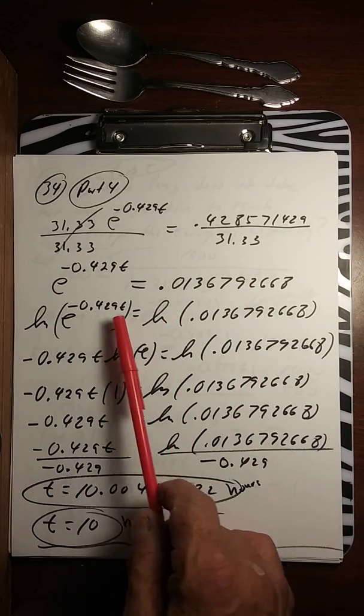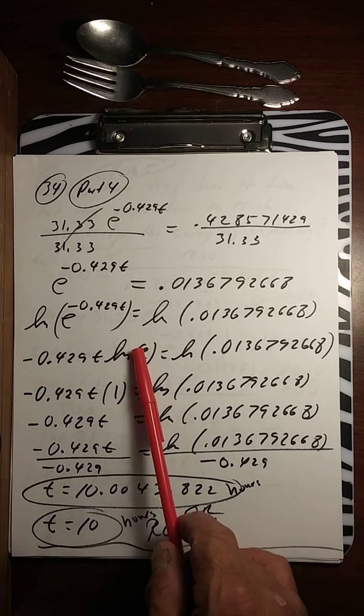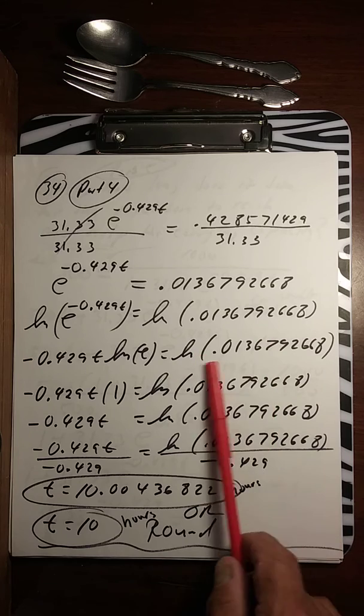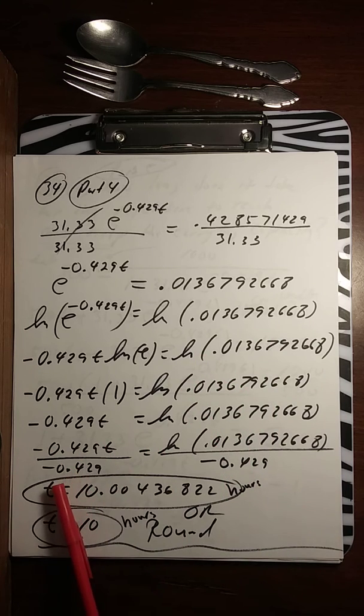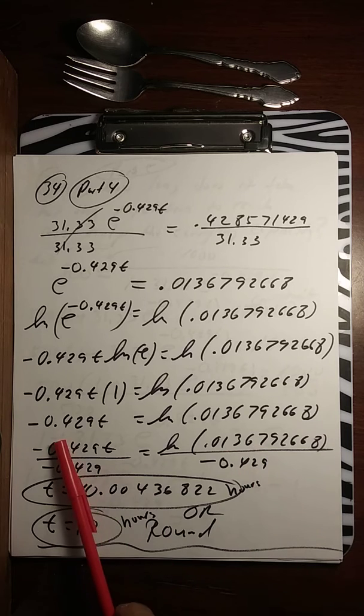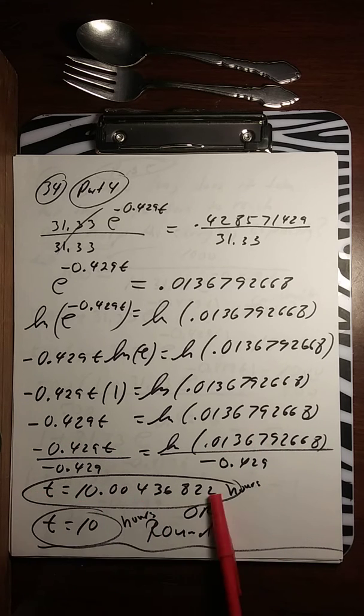Take ln on both sides. This number goes to the front. Ln of e is a 1. 1 times that. There is that number. This one, copy it. So now divide by negative 0.429. Cancel it. The calculator is going to give you this number, or you can round it to 10.